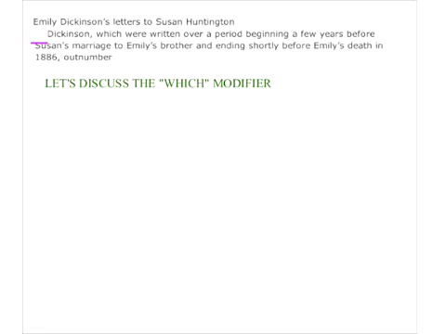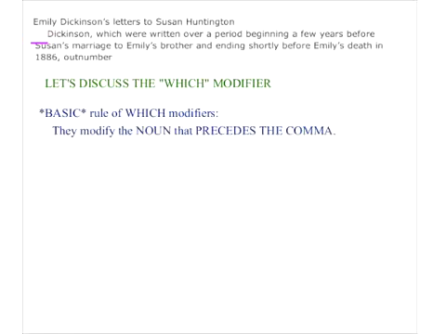The rule we teach in the book is a little bit on the rigid side. It's purposely a little bit overly rigid so that people get used to the rigor of the rule. We don't want to introduce all these subtleties at the same time. The basic rule of which modifiers is that they modify the noun that precedes the comma. This is the first thing you generally learn about which modifiers. On the other hand, this is a basic rule, and in instances like this, we're going to need to modify this rule.